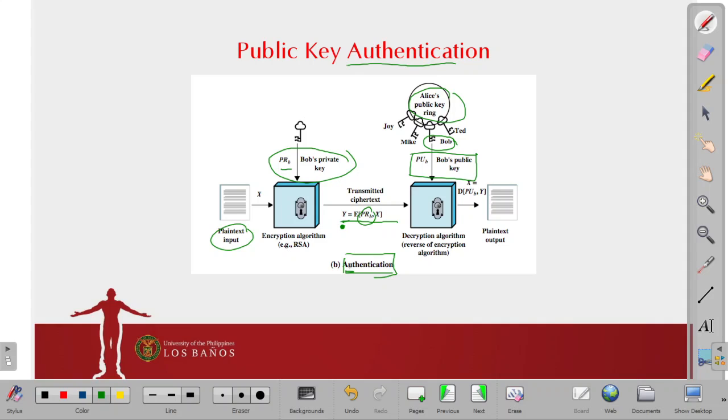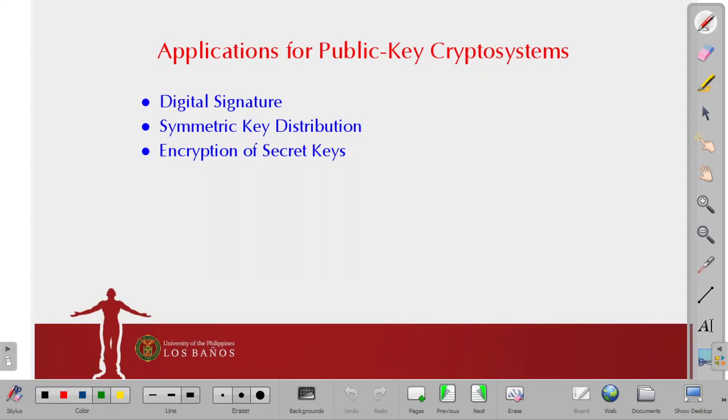Okay, so we move on to the next one. So applications for public key crypto systems. So we have several applications. First, we have digital signature. Second, symmetric key distribution. And third, encryption of keys. So we'll talk about digital signature later. Okay, we'll discuss this one by one.